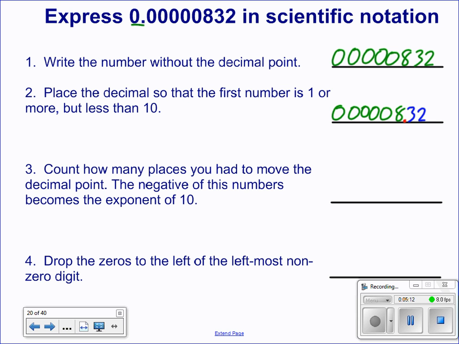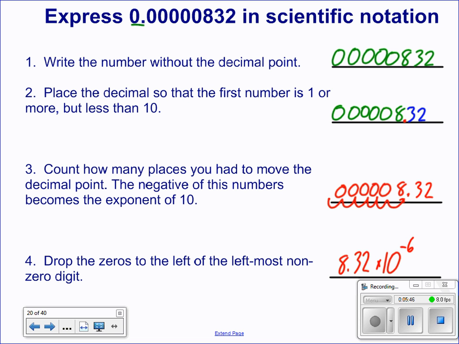Count how many places I had to move the decimal. I moved 1, 2, 3, 4, 5, 6 places. So I'm going to have 8.32 times 10, and I move it back 6 places, so -6. Okay. So that's how we express small numbers in scientific notation.